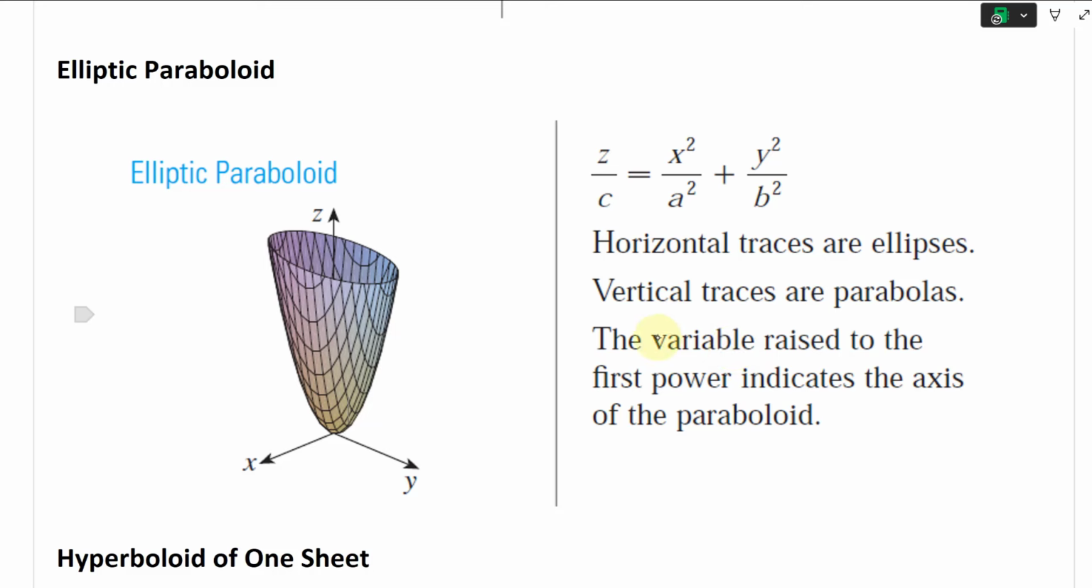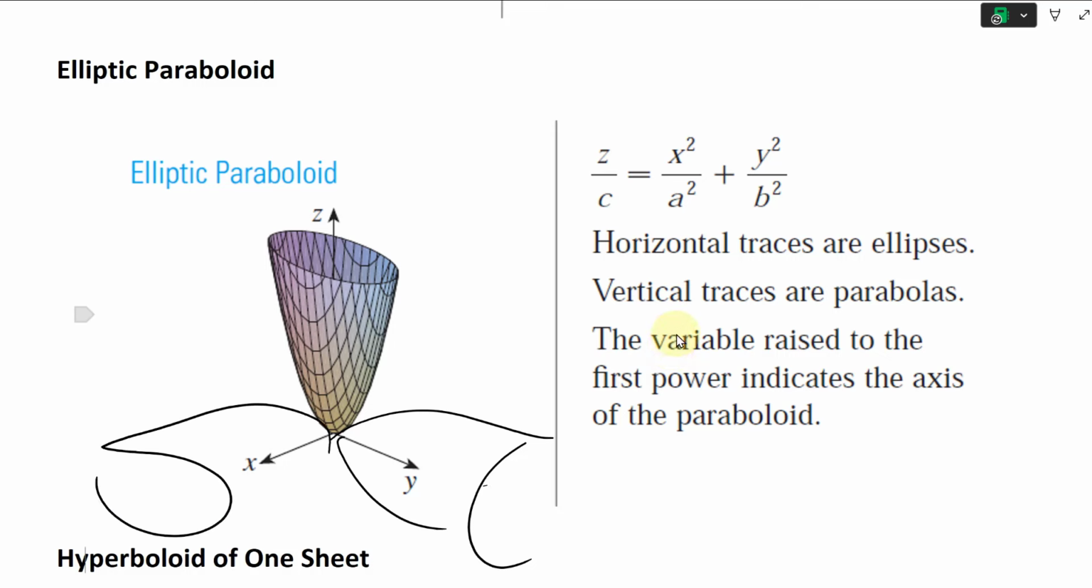And the variable raised to the first power indicates the axis of the paraboloid. So this is the x one, the z one is this one. If it was the x, it would be opening up this way. And if it's the y, it opens up that way. So yes, epic stuff there.